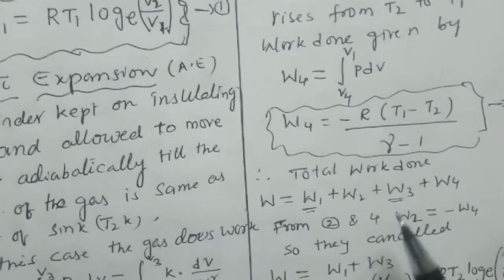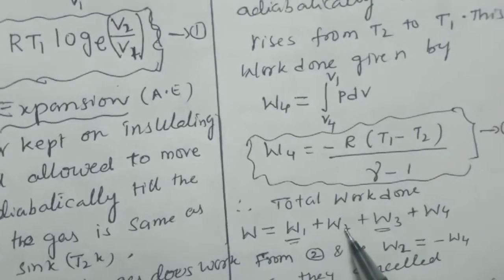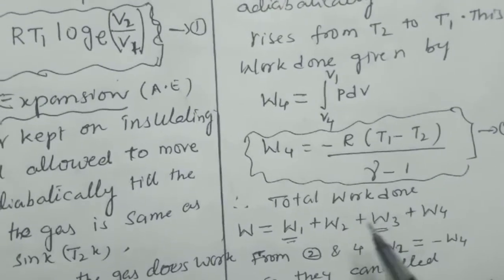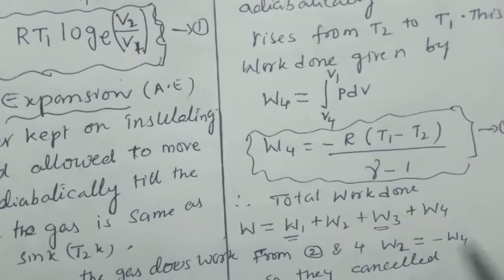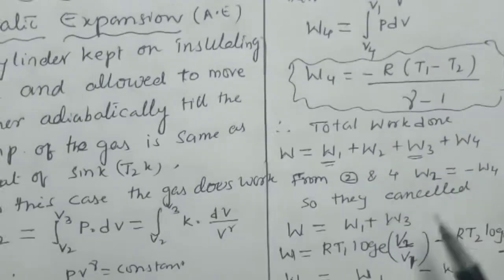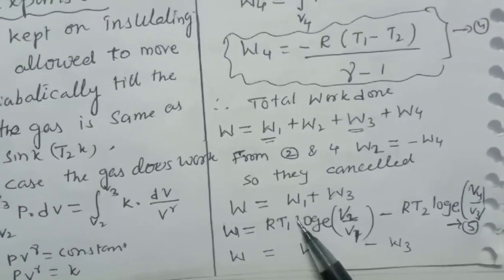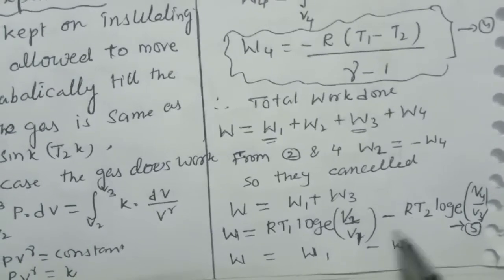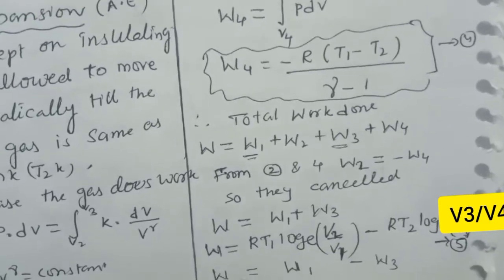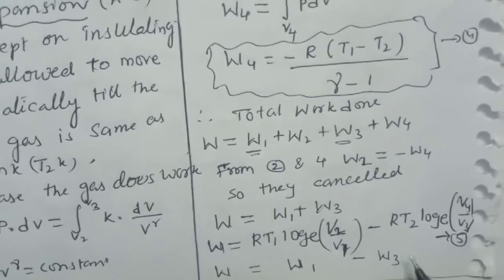To get the total work done, we take the sum of all the works, that is, W is equal to W1 plus W2 plus W3 plus W4. As we know, W2 and W4 cancel, so remaining we have W is equal to W1 plus W3. Then we substitute these equations, and we get W is equal to RT1 log base e V2 by V1 minus RT2 log base e V4 by V3. That is, the total work done is W1 minus W3.